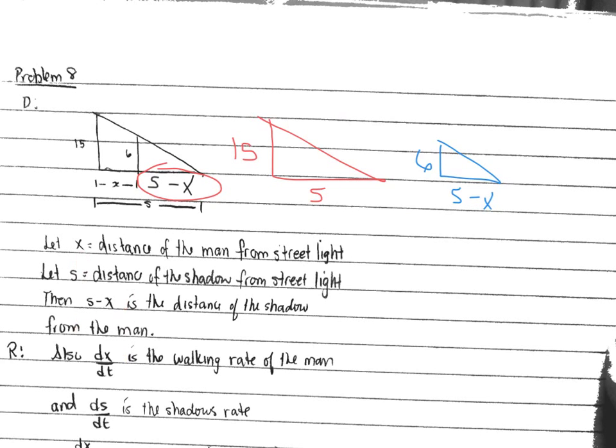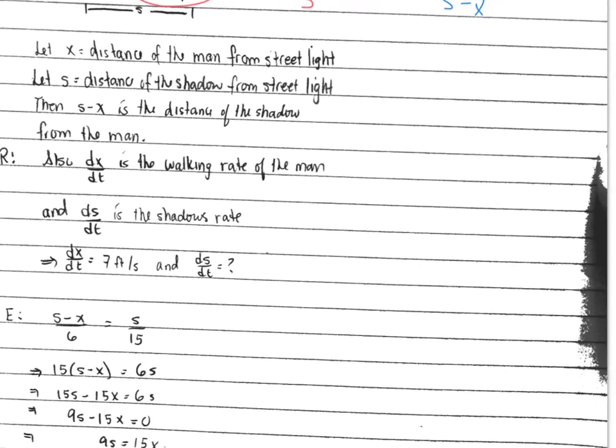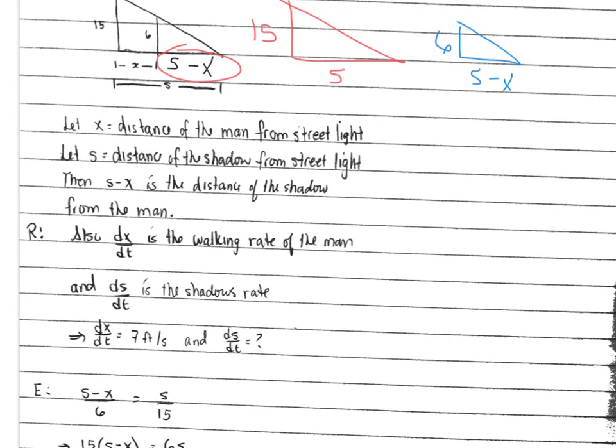So anyways, going to the rates. Here are the rates. Notice that I have a rate for the walking rate of the man, dx/dt. I have a rate for the shadow, since that's changing. And we were given that the rate of the walking man is 7 feet per second, and the rate of the shadow is what we're trying to find. Now you can see that the picture on the top right corner allows me to set up a nice ratio.